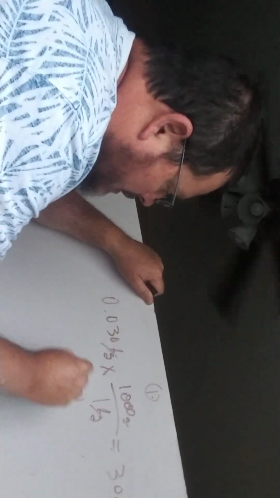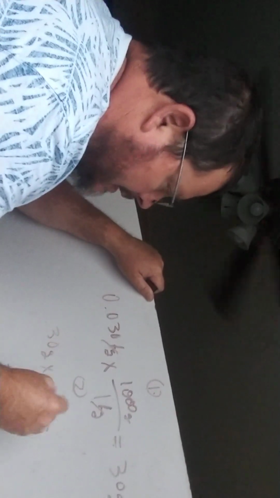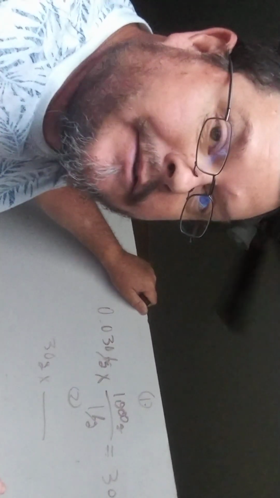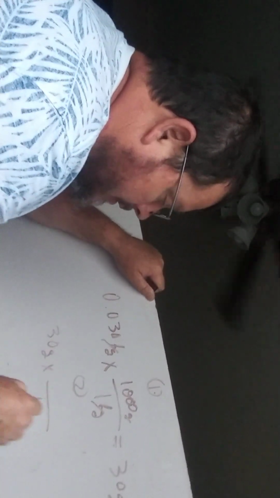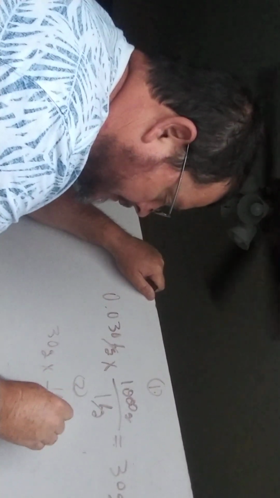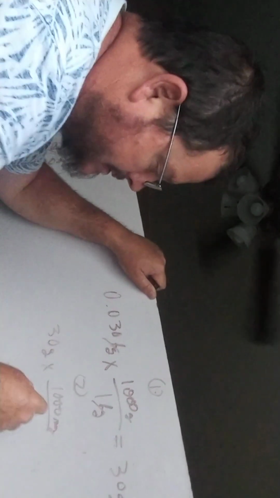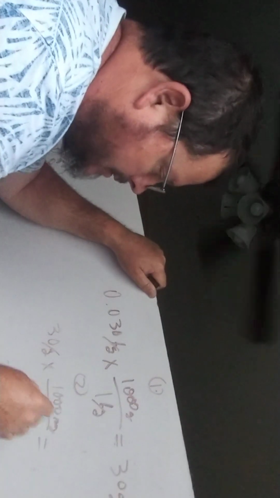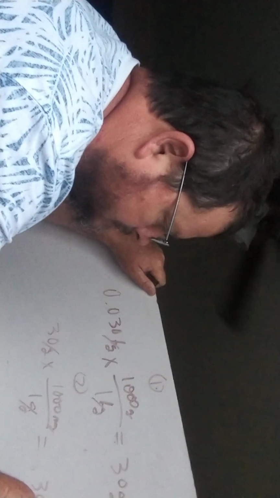Step number 2, I'm going to take 30 grams and I want to convert that into milligrams, because ultimately that's what the problem is asking me to do. So how many milligrams are there in a gram? There's 1,000 milligrams. I put that in the numerator and I put grams in the denominator. Why? Because I want to cancel out the grams and end up with milligrams. What's 30 times 1,000? 30,000. And the unit is milligrams. That's one way to do it.